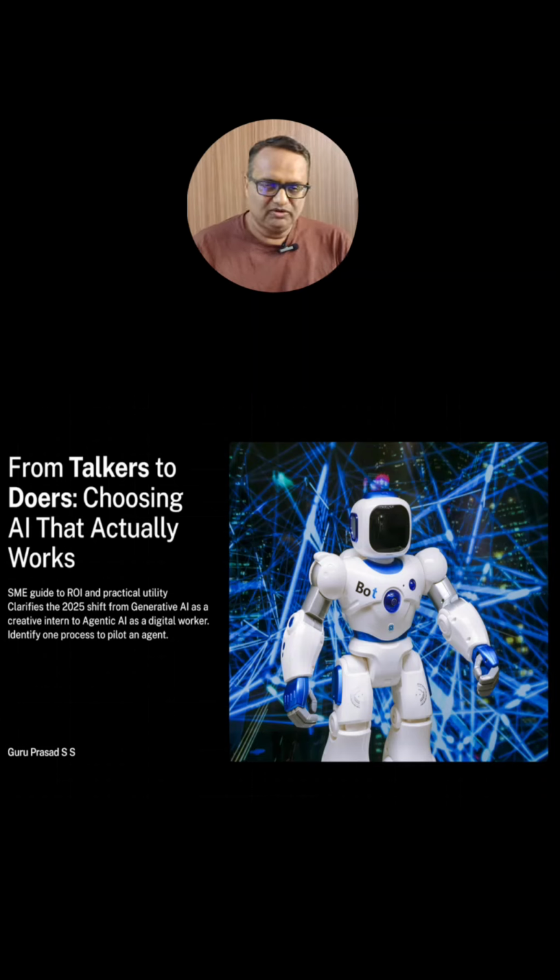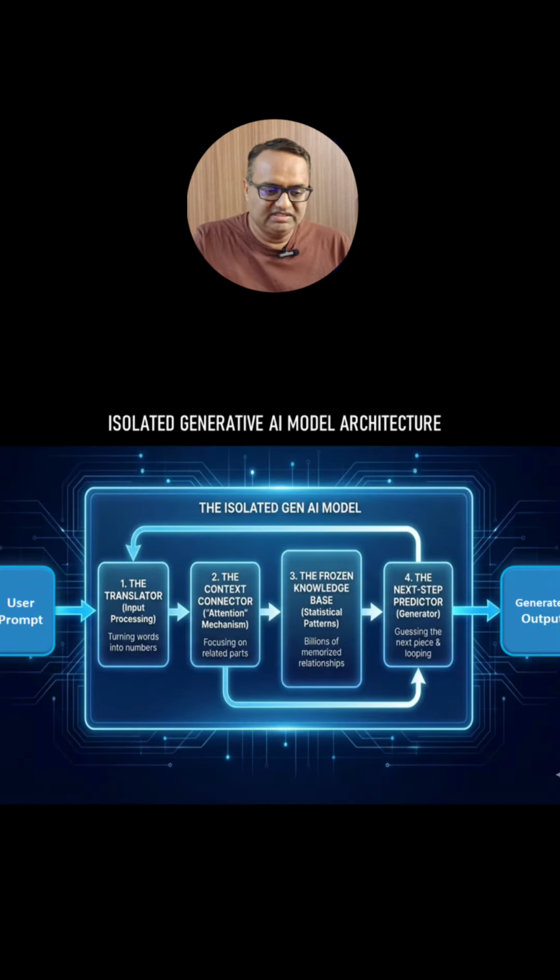So basically, we are talking about how to upgrade or improvise from GenAI to agentic AI in the businesses or in the corporates. It contains four processes: the translator, the context connector, the frozen knowledge base, and the next step prediction. So basically, it's a cyclic process.